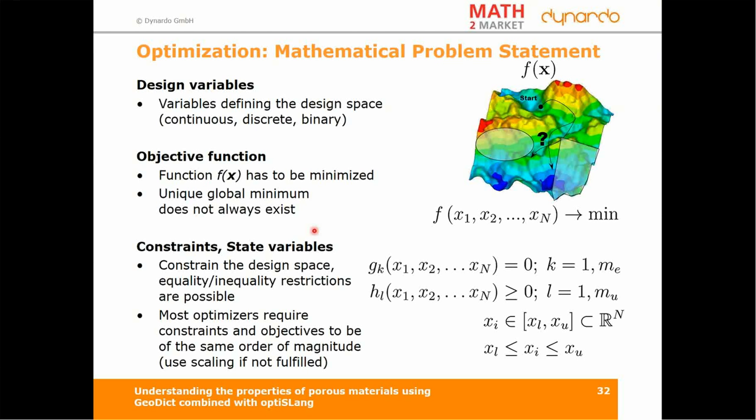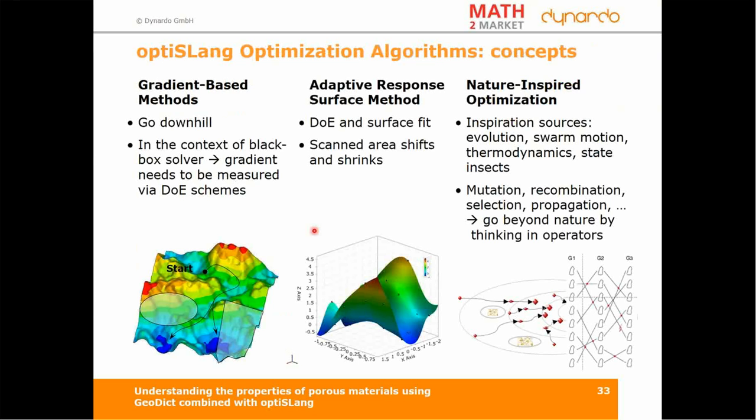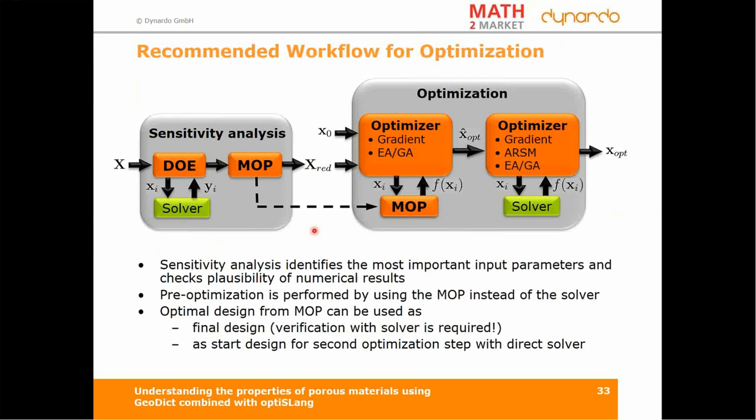So we will start in that example here with 4 objectives, and then we will reduce them to a single objective optimization. And you can as well use constraints to describe the restrictions you have to take care of within your response space. And optiSLang provides you with a few optimizers: gradient-based, adaptive response surface methods, and nature-inspired optimization methods. And the workflow will look like that.